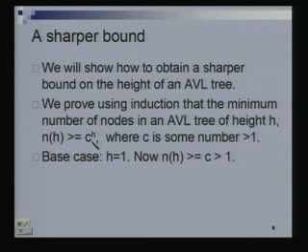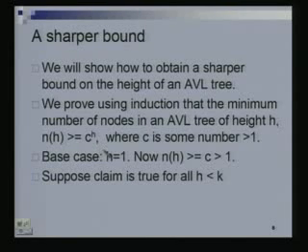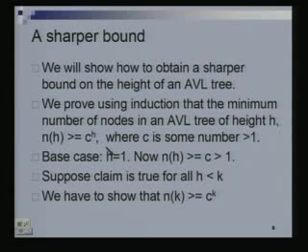Right, I think maybe we should have c of h minus 1 or some such thing. Okay, we come back to this. Suppose the claim is true for all h less than k, and let's try and prove it for h equals k now. So we have to prove that n of k is greater than or equal to c to the k. Okay, we'll come back to this base case in a minute.